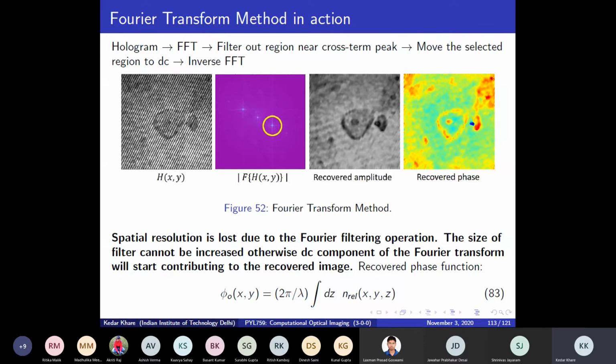But what is the drawback of this? What is happening is that if my object had a higher spatial frequency that extends beyond this circle, then somehow I'm not going to get information about it. Do you agree with me? Because I have filtered this information now. Because eventually I cannot really increase the size of this filter. At some point, these other terms will start coming in, and that will corrupt my object recovery.